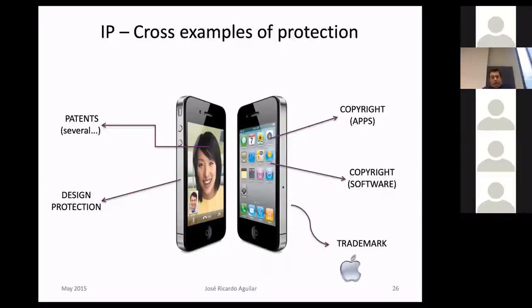And then we have copyright, and you can divide copyright here in two different areas. First of all, the operating system that runs this mobile phone. And this, of course, is protected by copyright. But then we have several pieces of copyright, which are each app that is embedded in this mobile phone. Each one of them has its own copyright associated with that work. So it can be negotiated, it can be object of trading separately. And this is another very important point.